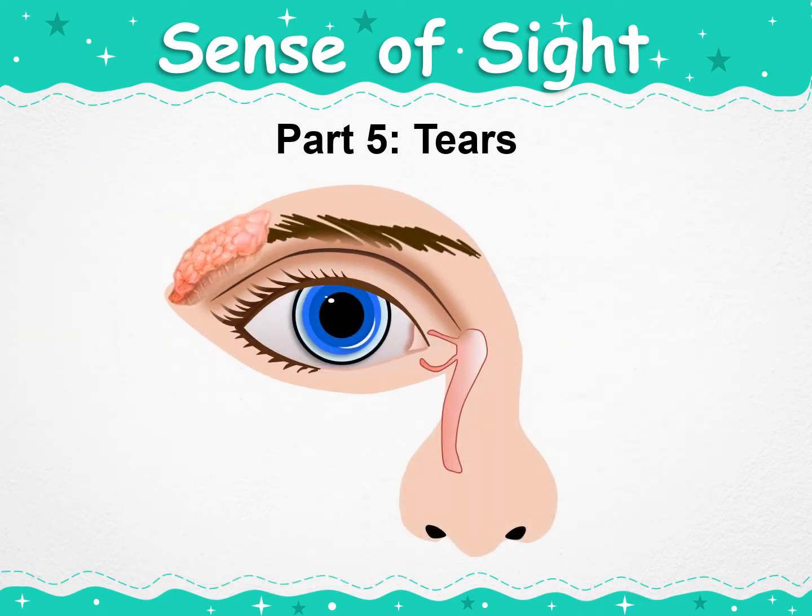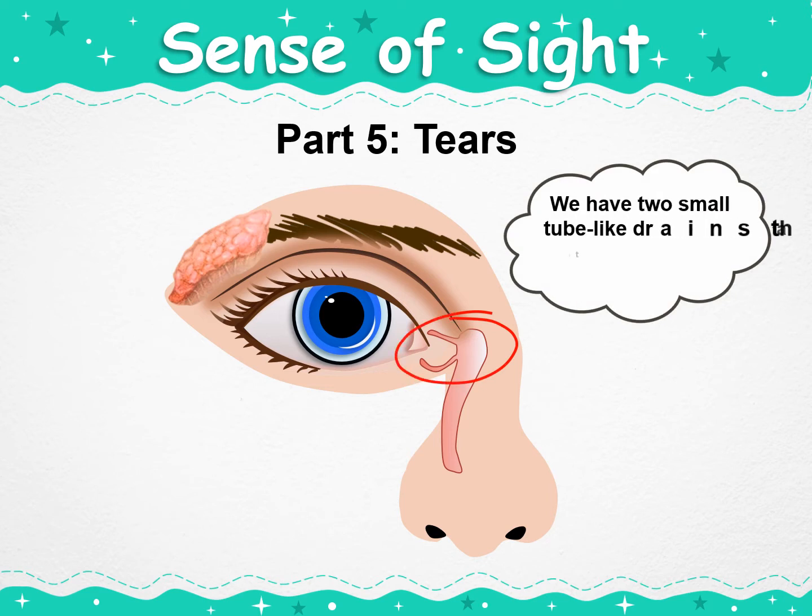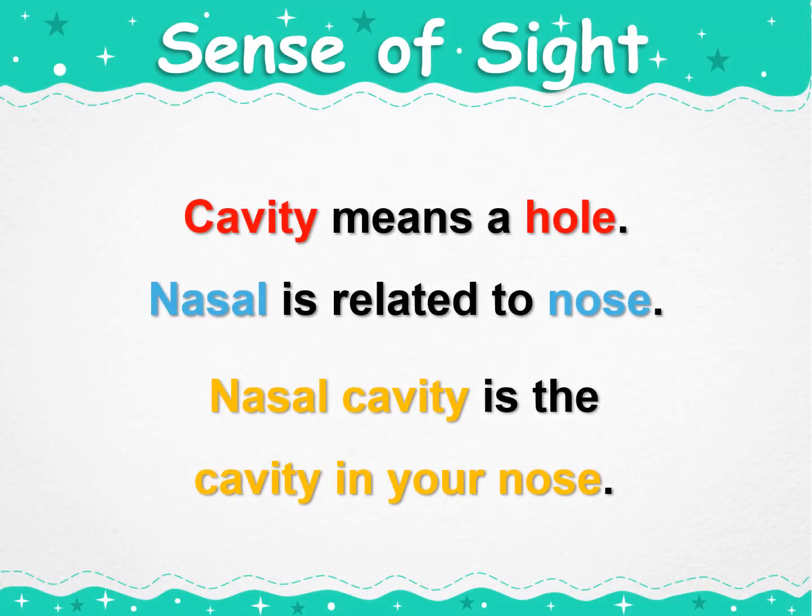Why do we get a stuffy nose when we weep? It is because we have two small tube-like drains that drain tears into the nasal cavity. Cavity means a hole. Nasal is related to nose. Nasal cavity is the cavity in your nose.